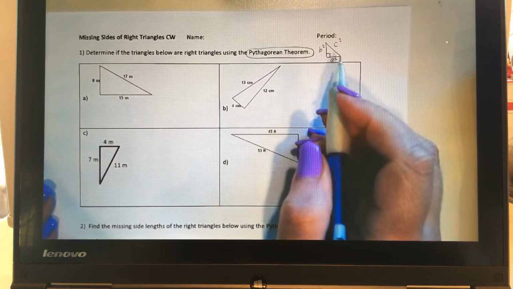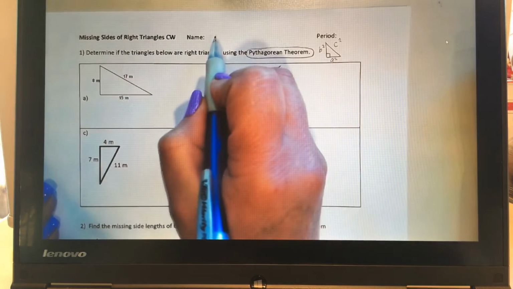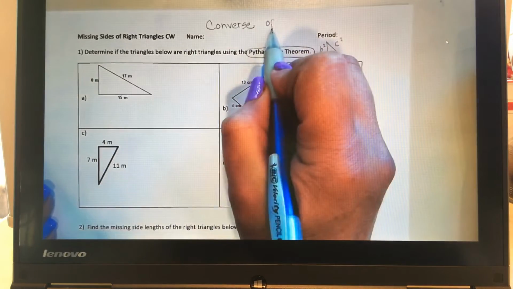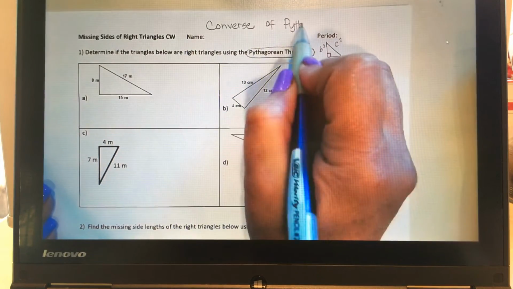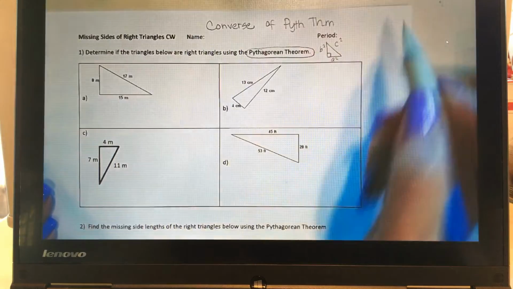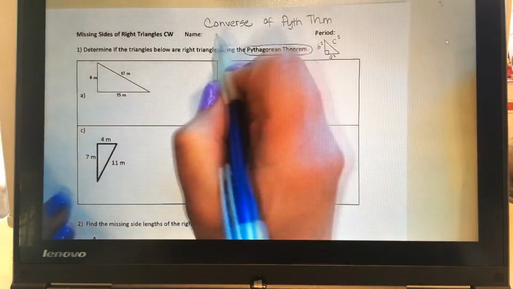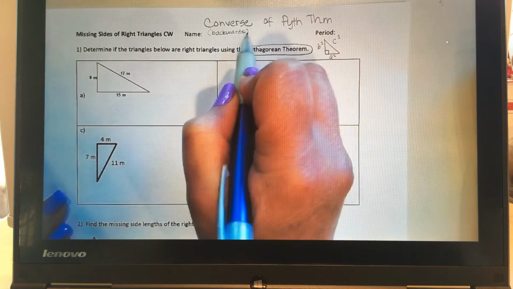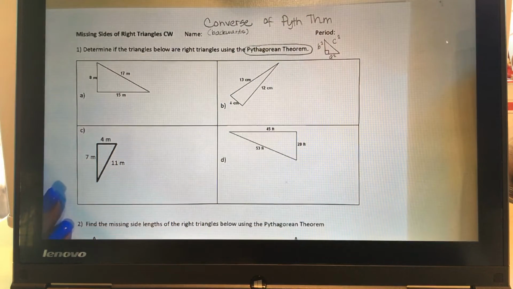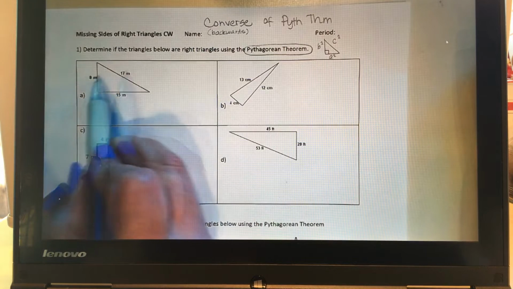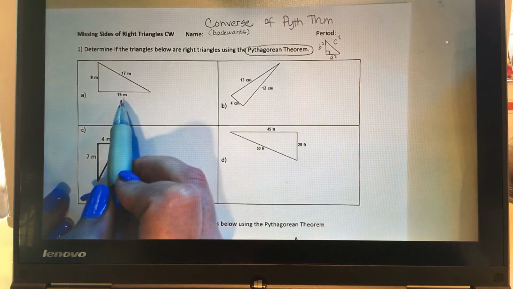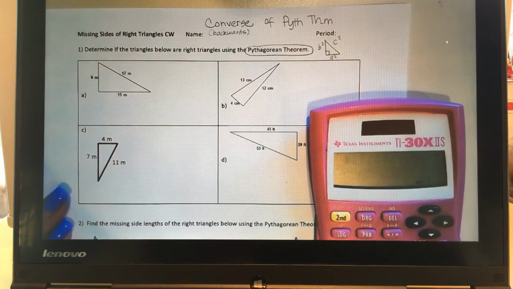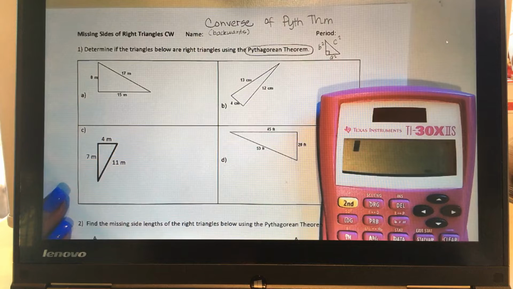But here what we're going to do is take a look at the converse of the Pythagorean theorem. So the converse means that we're going to be working backwards, okay? So instead of solving for a missing side, we're going to be given all three sides and determine if it is a right triangle. Some of these numbers get a little bit large, so I'm going to keep my calculator handy as we work through these.